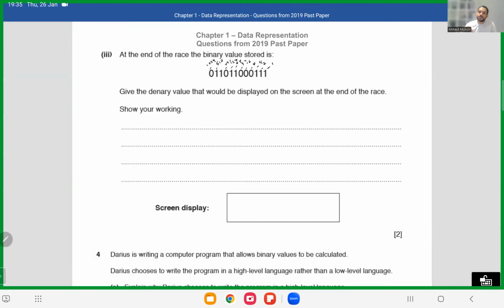You do not need to write 2 to the power of 0 is 1, 2 to the power of 1 is 2. You don't need to do that anymore. Like I've been telling you guys, you can ignore the zeros. The zeros you can simply ignore because they do not make a difference. Only focus on the ones.